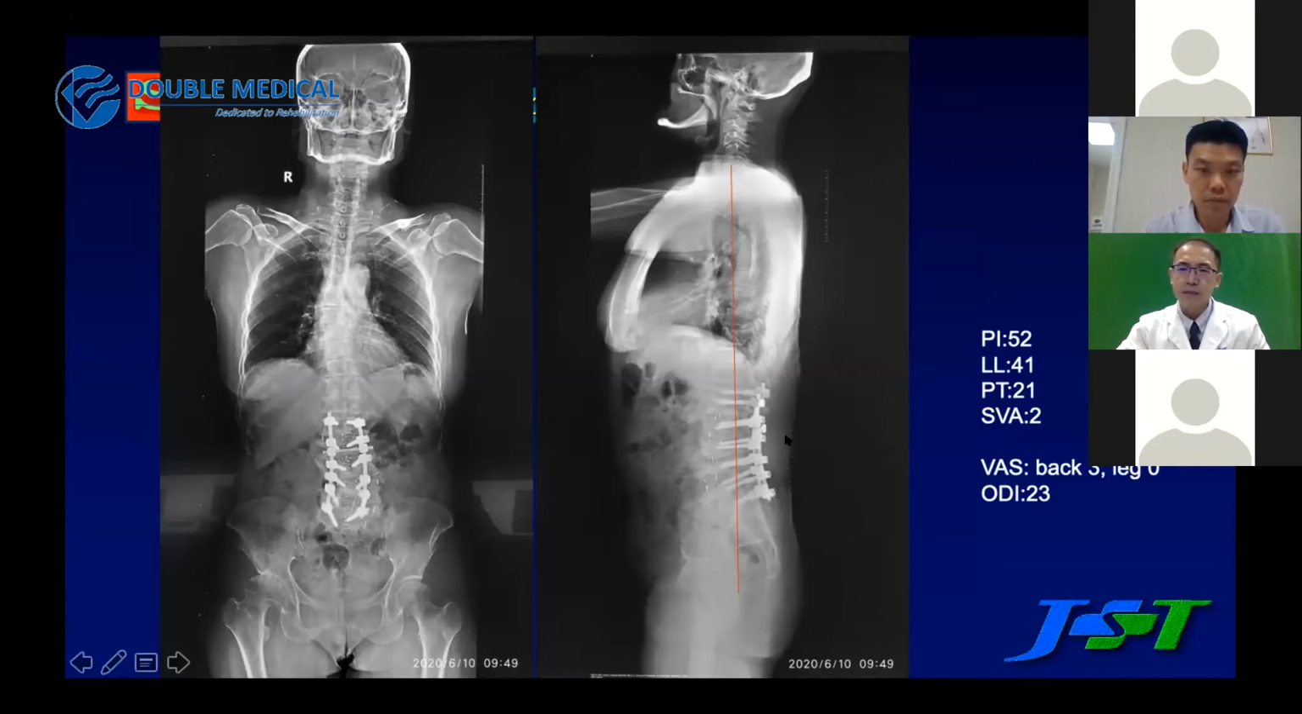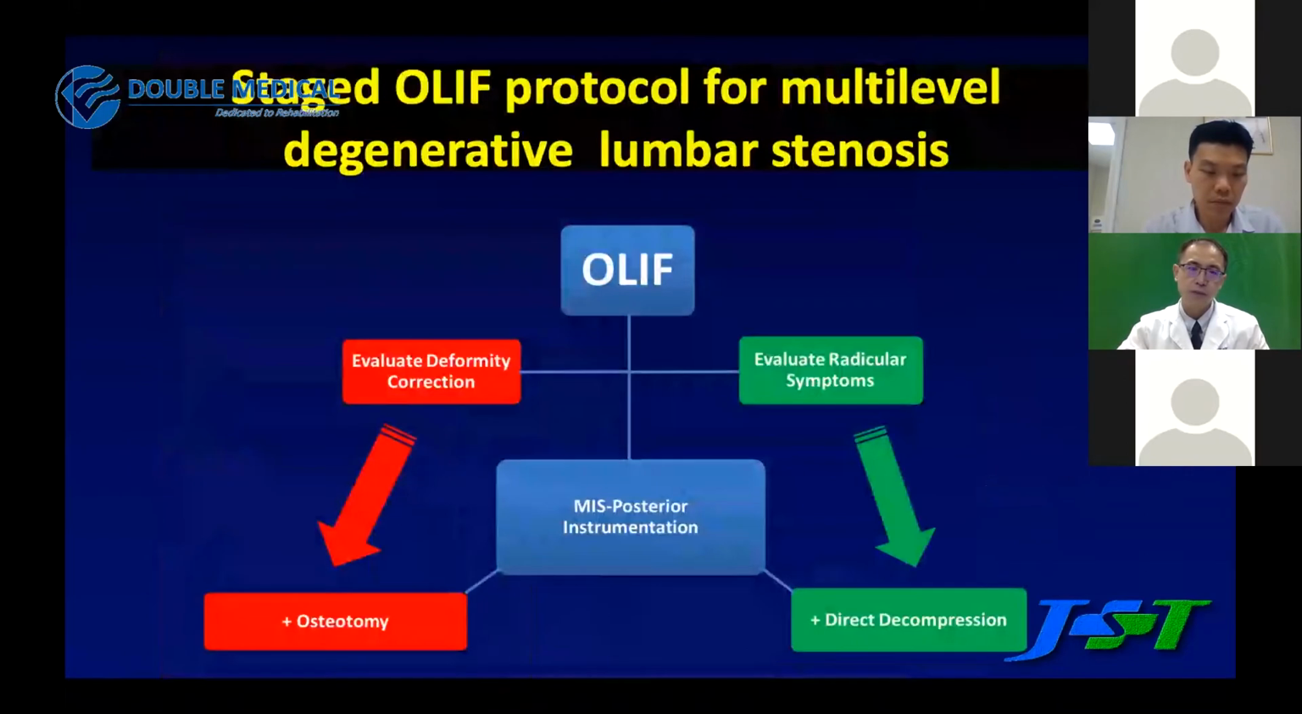At this time, after the second stage surgery, the VAS for back is only 3 and leg is 0. ODI is 23, and the patient is satisfied with the outcome of the surgery.